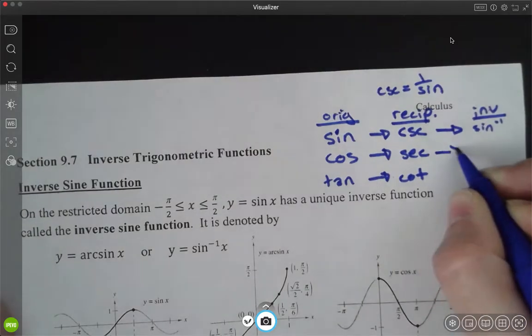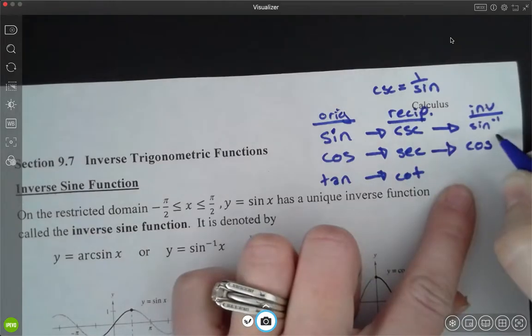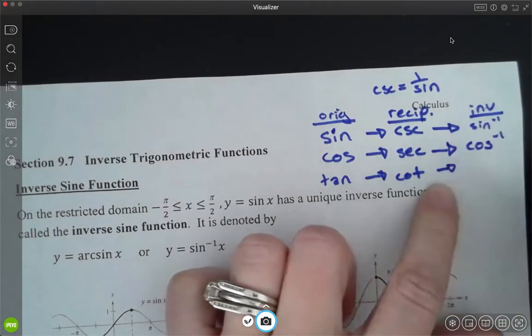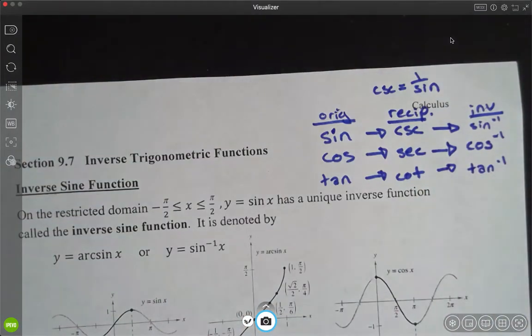So secant is cosine. The inverse of cosine would be cosine to the -1 power, it looks like, and this would be inverse tangent. Okay. Now there are times when you use inverse sine, inverse cosine, inverse tangent, and they usually involve when you're solving for an angle. So we'll talk about that later. But there is a difference between reciprocal and inverse. Yes? Okay? Awesome. All right, so let's go down here.